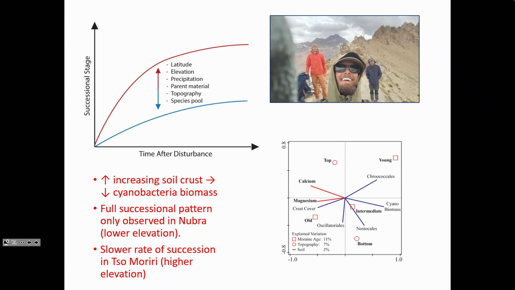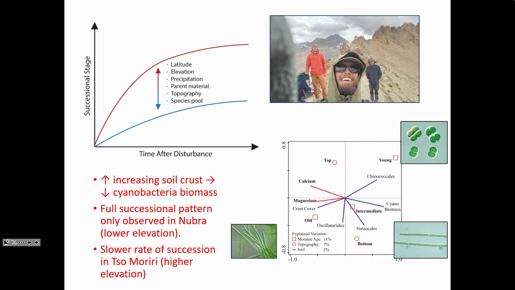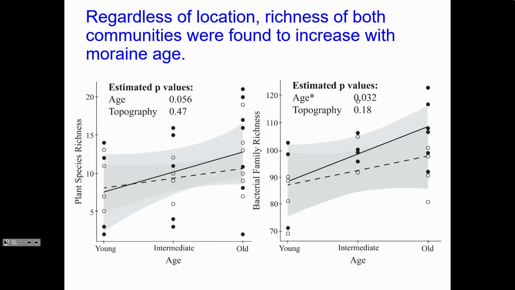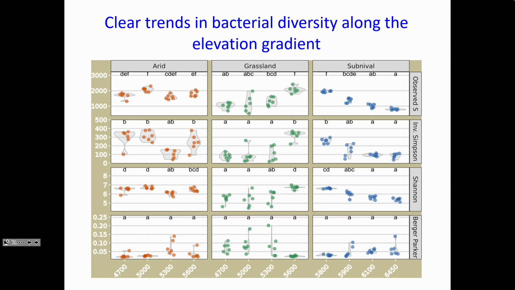There is an entire sequence of changes, including the soil crust, cyanobacterial biomass, bacteria. I'm not going into details, just to tell you what we are currently doing. Also, the complexity is increasing. Those pioneer cyanobacteria are very simple, unicellular, while those later successional cyanobacteria are filamentous. In both cases, if you look at the bacterial family richness or plant species richness, there is an increasing trend with increasing age of the substrate.